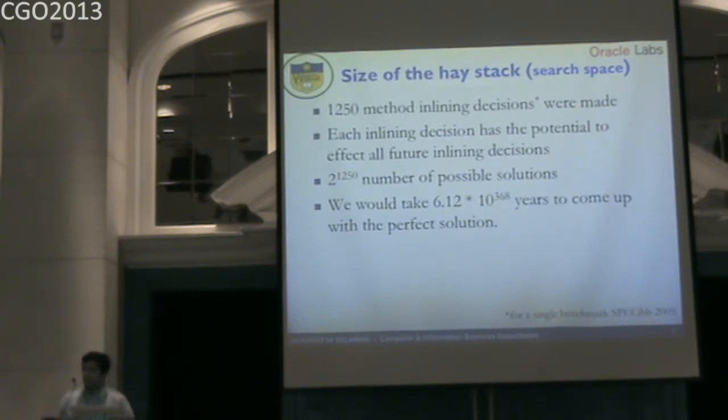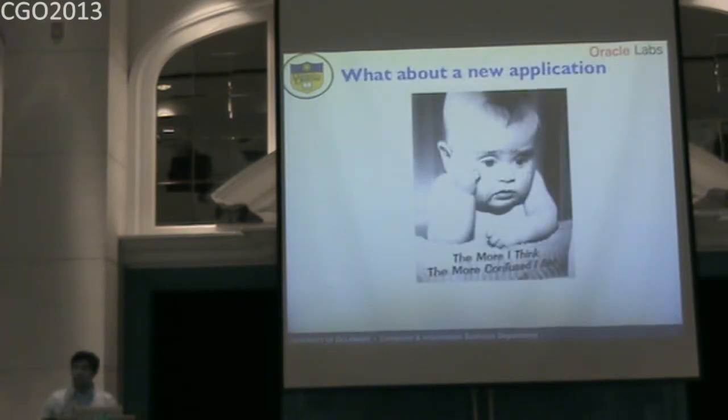If we just look at one particular benchmark, the SPECjvm 2008 benchmark, just one run of that had 1,250 inlining decisions that needed to be made. Each of the inlining decisions can impact all the other future inlining decisions. So you have a sample space of around 2 to the power of 1,250 possible solutions, and it would take a very, very long time to go through each solution to come up with the best one. Now that is just for one application. If you have another application, you start all over again, and that is the hardest problem that we have seen in a long time.